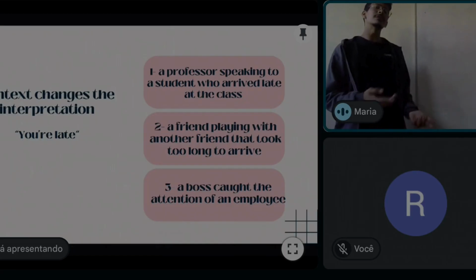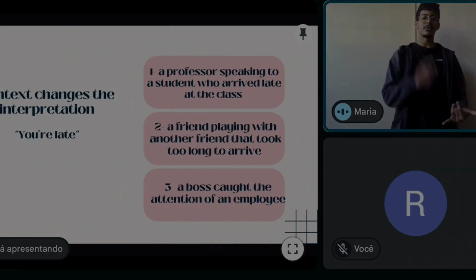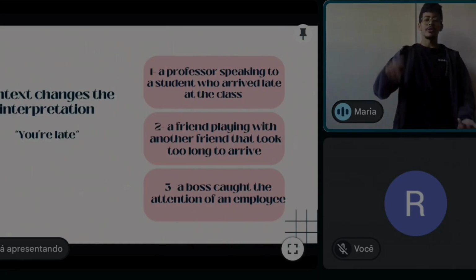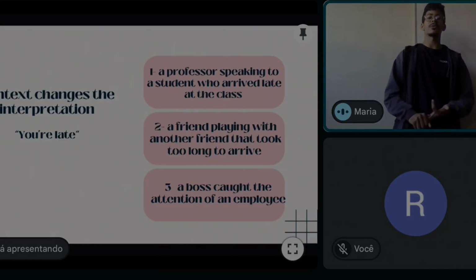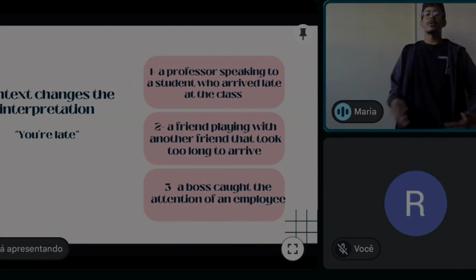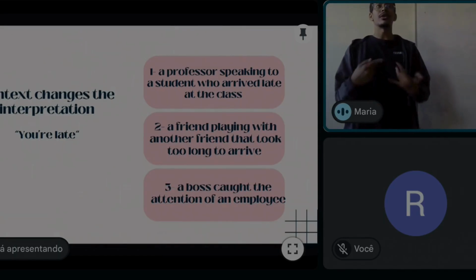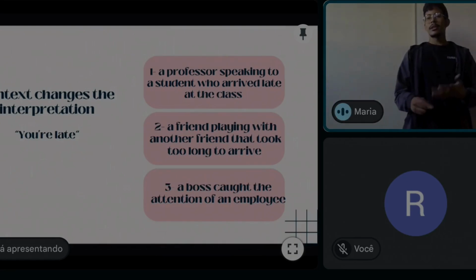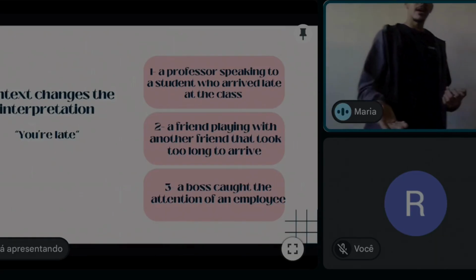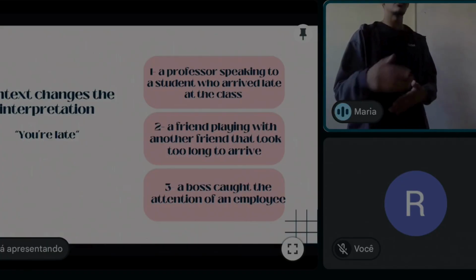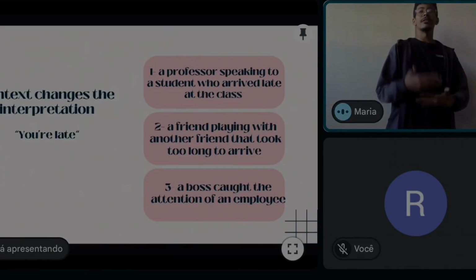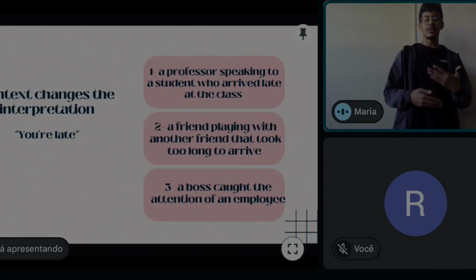Here we have another example. Context changes the interpretation. We have three examples: one from a professor, one from a friend, and one from a boss. The professor speaks to a student, "You're late." This can be interpreted as a warning or an observation, depending on the context, the intonation, and the meaning behind what the professor is saying. All these factors will alter the final interpretation for the student who is hearing this.